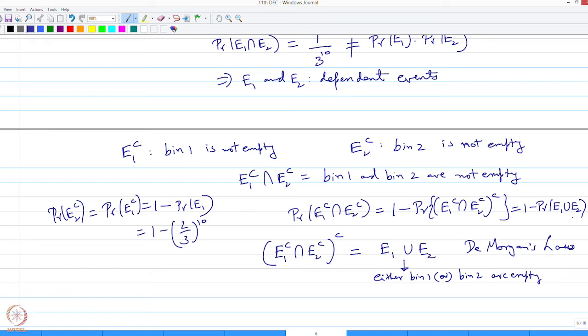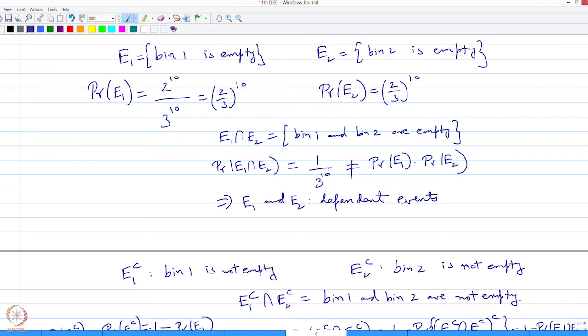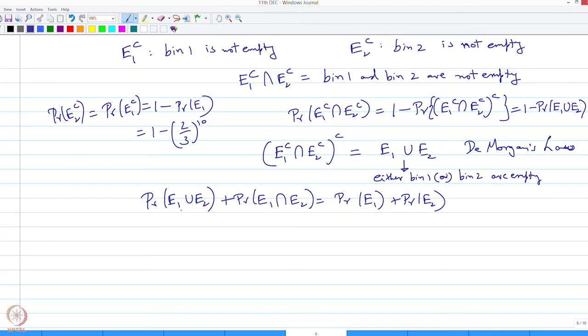Now, how do you find probability of E1 union E2? Here you can use this other nice result, probability of E1 union E2 plus probability of E1 intersect E2 is actually equal to probability of E1 plus probability of E2, right. So, now why is this nice? Because I know probability of E1, I know probability of E2, I also know the probability of E1 intersect E2. So, once I have these three probabilities, I can find the probability of E1 union E2.